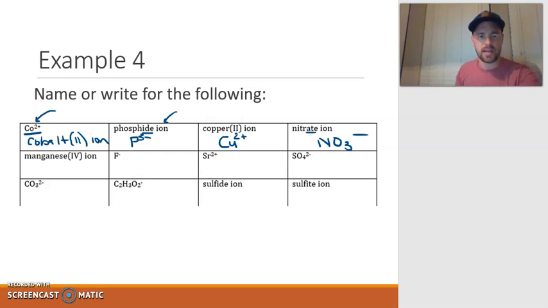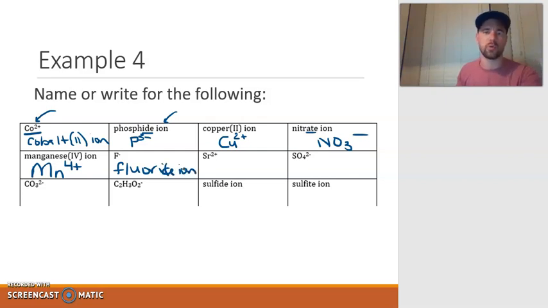All right, let's go down to the next row. Manganese 4 ion. Be careful, it's manganese, not magnesium. Manganese is capital M, lowercase n. It's a transition metal, so it has to tell me the charge, and it does in Roman numeral. It's 4. +4. The next one is F with a negative. So F is fluorine, but since it's an anion, we're going to change it to fluoride. And then add the word ion.